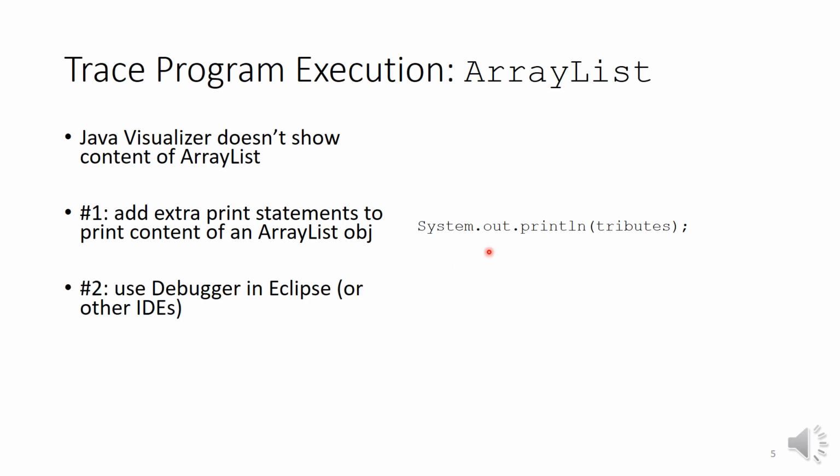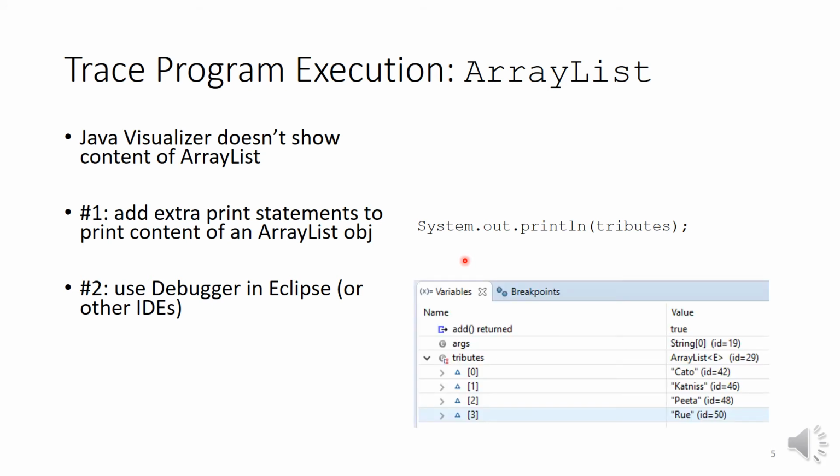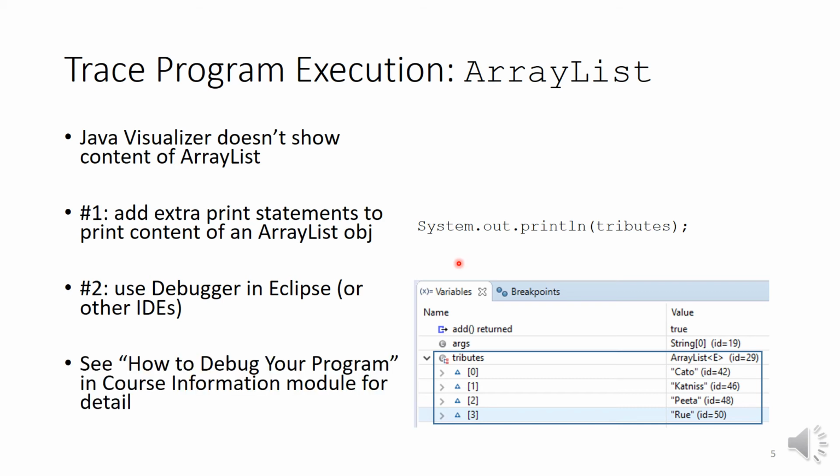At our level, we should learn how to use the debugger in Eclipse or similar IDEs. This screenshot is a partial image of the debugger in Eclipse. You will be able to see the ArrayList object itself and the elements. See how to debug your program under the Course Information module for details of how to use the debugger.